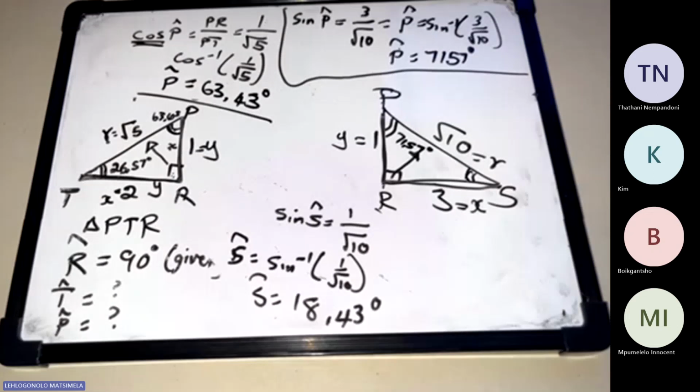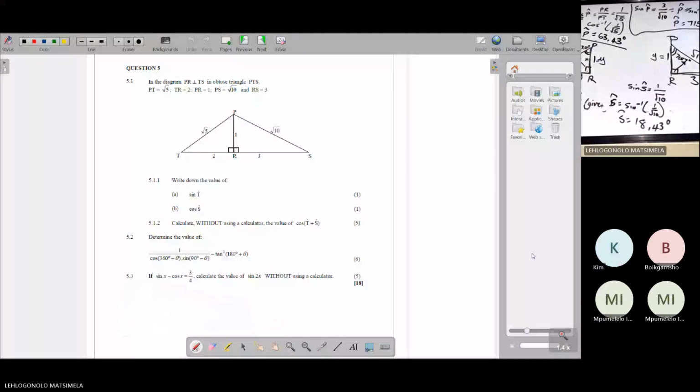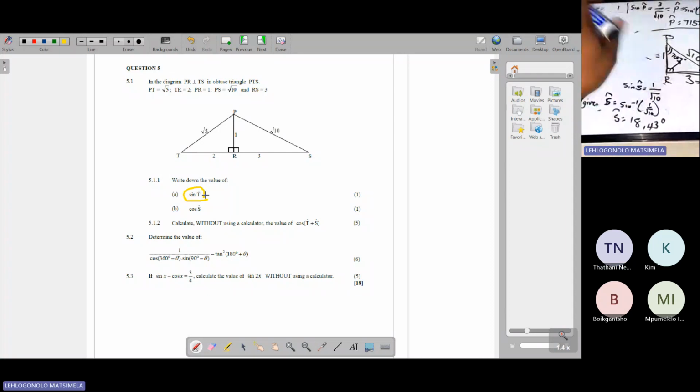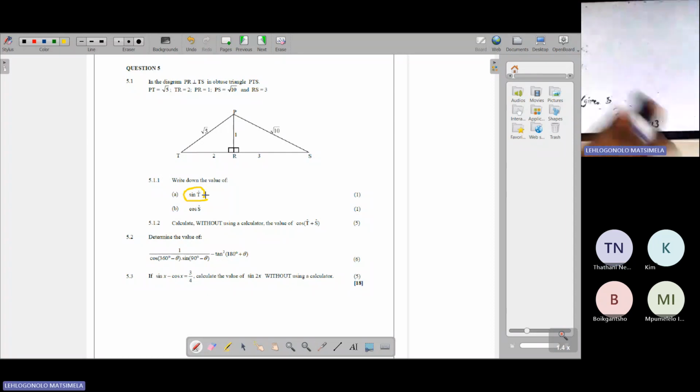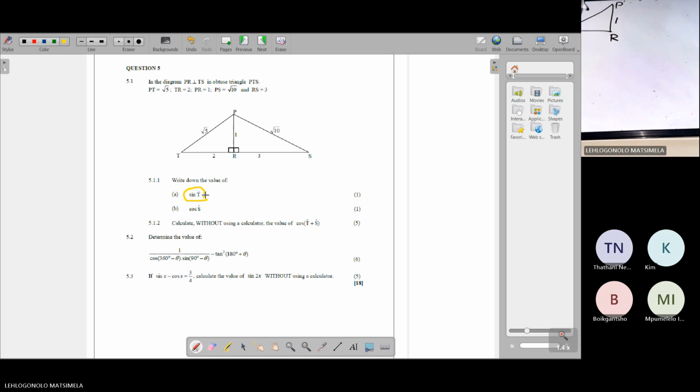On this part, the first question was saying, determine sine angle t. They didn't say determine angle t. They said determine sine angle t. So we must know where it is. Angle t is on the small triangle which was drawn as PRT. This is where the t is, the angle t they are looking for.